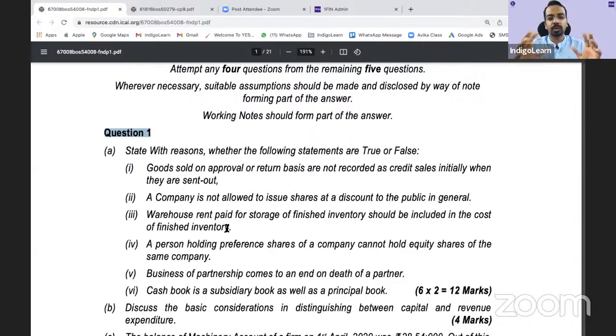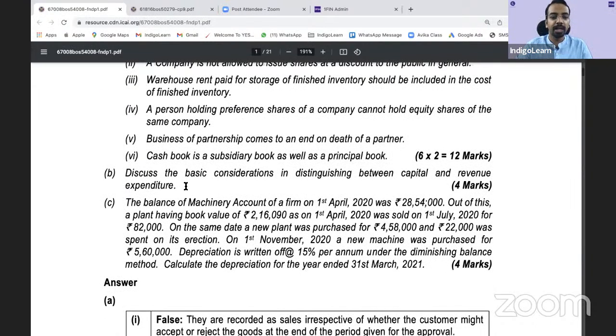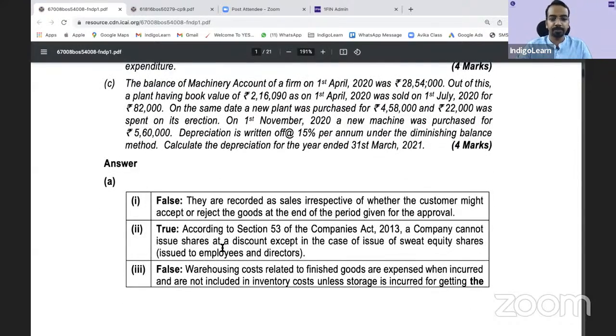Right from 2018, 18 attempt, 19, 20, 21, so many attempts have passed by. Pick up those, try to revise and see whether you will be able to write them properly or not. This is purely your concepts, nothing to learn by heart. If you understood the concept, you will be able to attempt this. Sometimes a small theory question, sometimes a practical question, and then another working question.